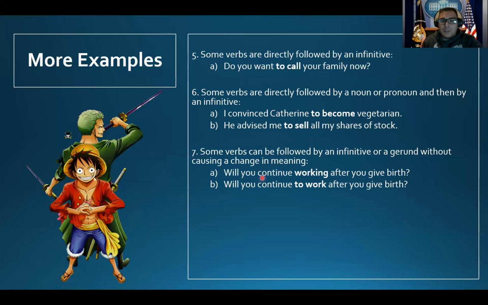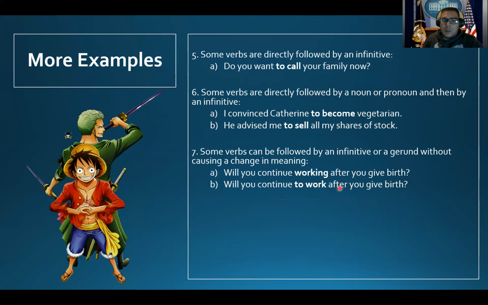So if we have the first question, will you continue working after you give birth? This is one sentence, right? Analyze it. Now let's read the second one. Will you continue to work after you give birth? Analyze that one. Do they mean the same thing? If your answer is yes, then you're 100% correct. They basically have the same meaning.